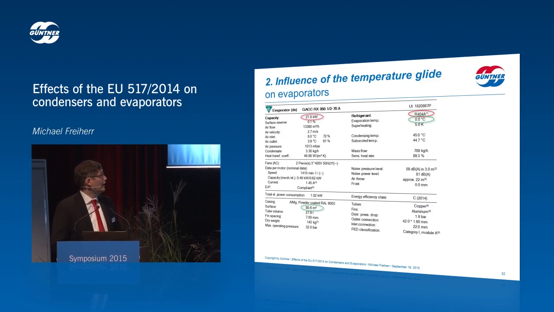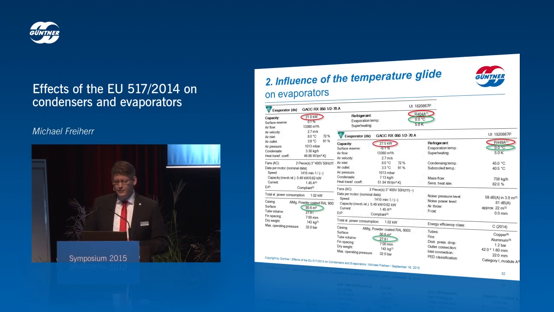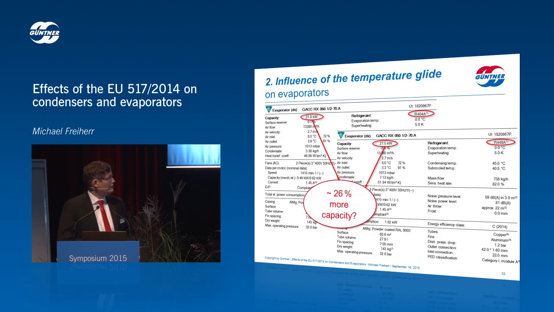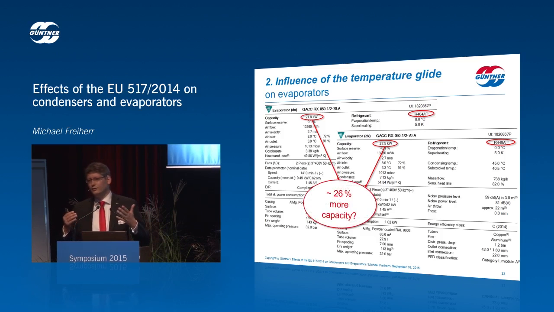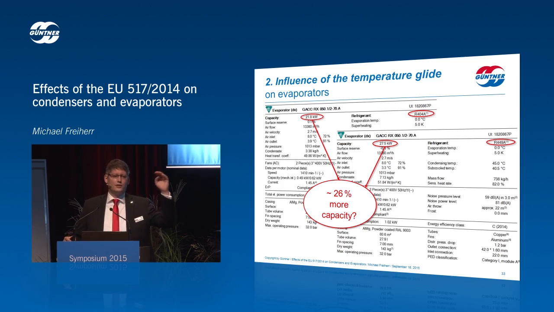Let's have a look at the design of an evaporator with 404A, 0 degree evaporation temperature, and a surface area of 80 square meters. Then the same system with R449 has a capacity of 27.5 kilowatts, so 26% more capacity. So if you want to sell the entire system, you've done everything right, because the condenser is higher, but the evaporators are much smaller. So in total, overall, you've come to a good result.